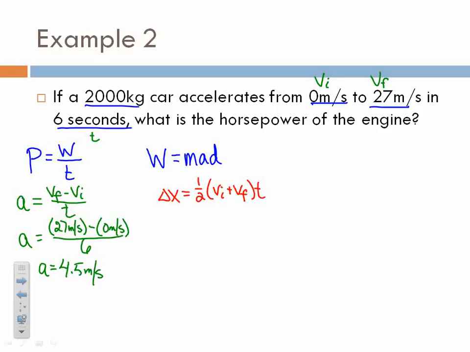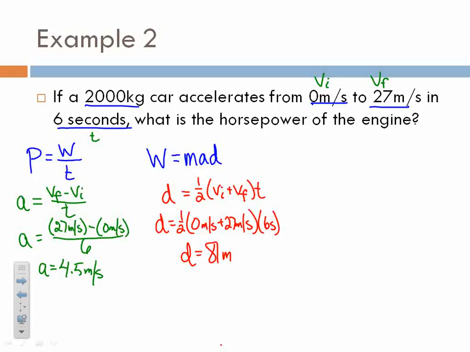And I'm going to use that to solve for my displacement, which is going to be the same as my distance. So instead of displacement, we'll just call that d. We have 1/2 times 0 meters per second plus 27 meters per second, times the time of 6 seconds, which gives us a distance of 81 meters.